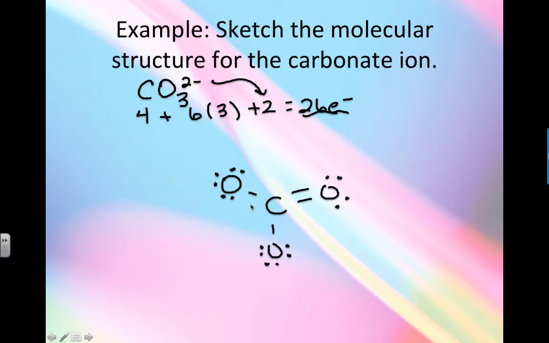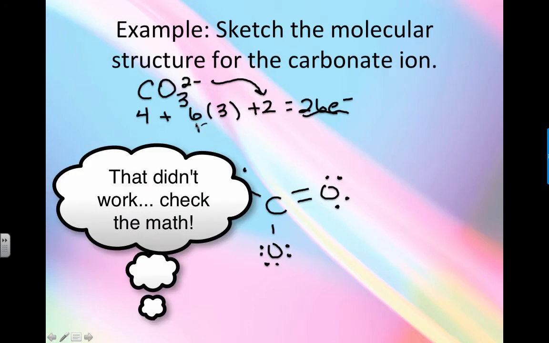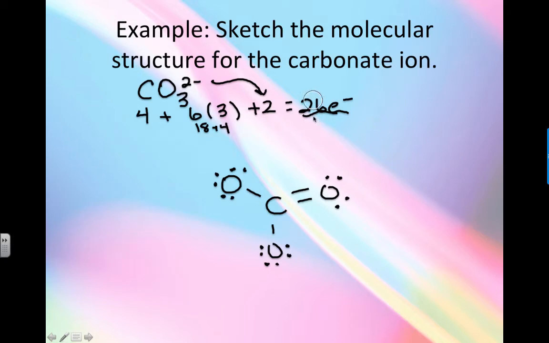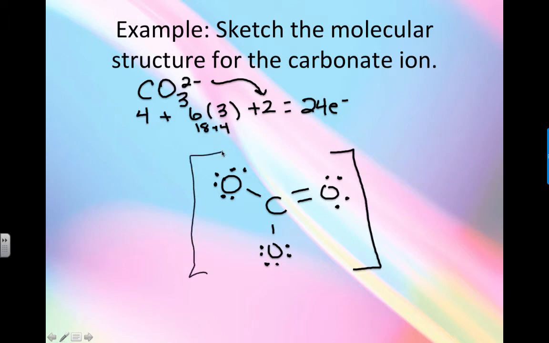In my bonds, I have 8 electrons. Then there's 10, 12, 14, 16, 18, 20, 22, 24. So I need 2 more electrons. Okay, I only came up with 24 electrons because I did my math wrong. So fix that. 24 electrons are all that we need. And then we put brackets around it and a -2 charge. So there's the carbonate ion.